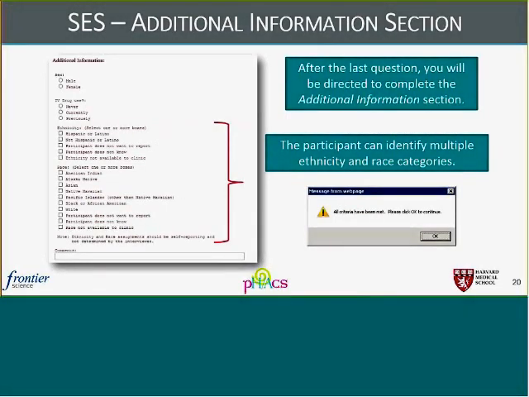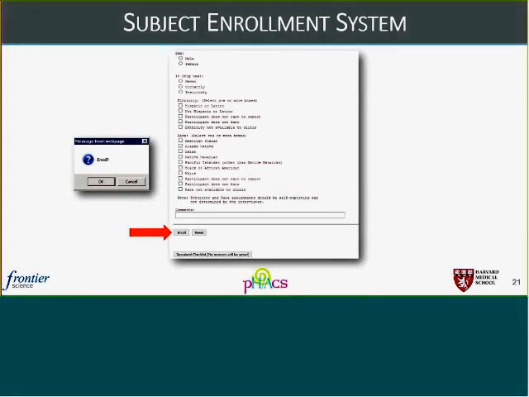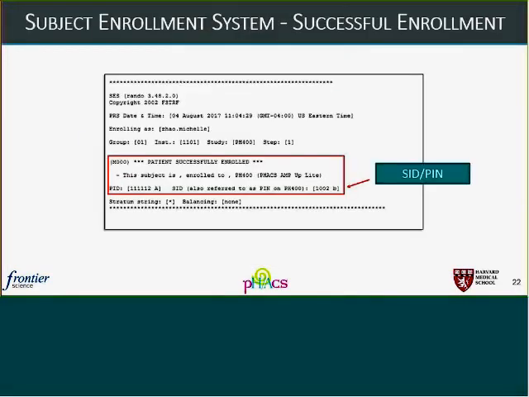And once you've completed all of the questions in the checklist, you'll be asked to complete the additional information section, which is at the bottom of the checklist. And then when you've completed all of that, you'll just click Enroll, and it's going to ask you, are you sure? And you're going to say okay, and you've enrolled your participant.